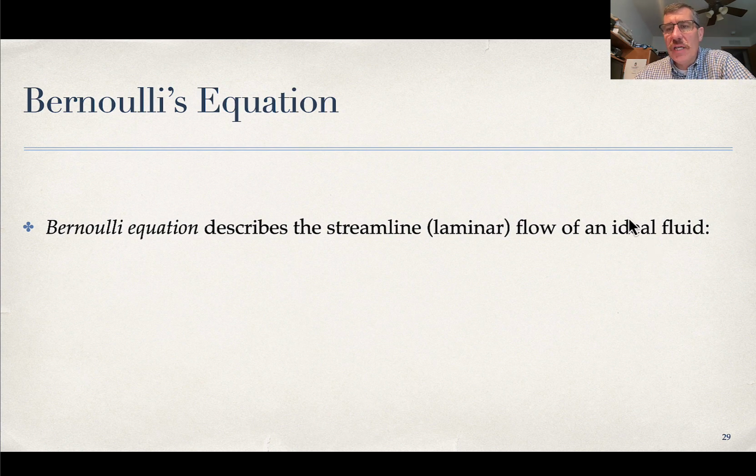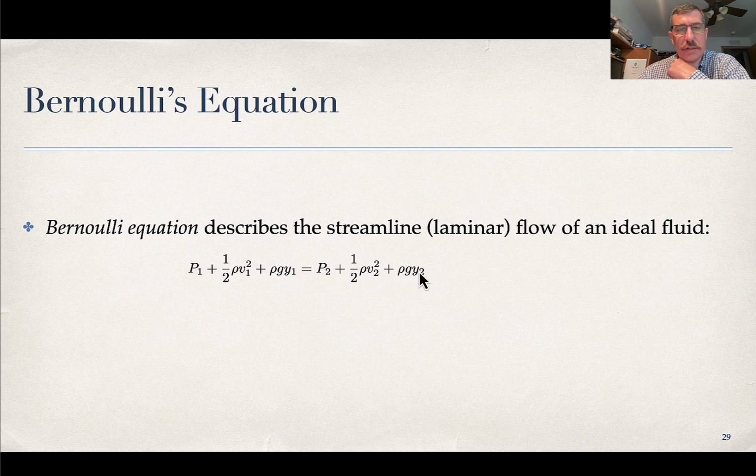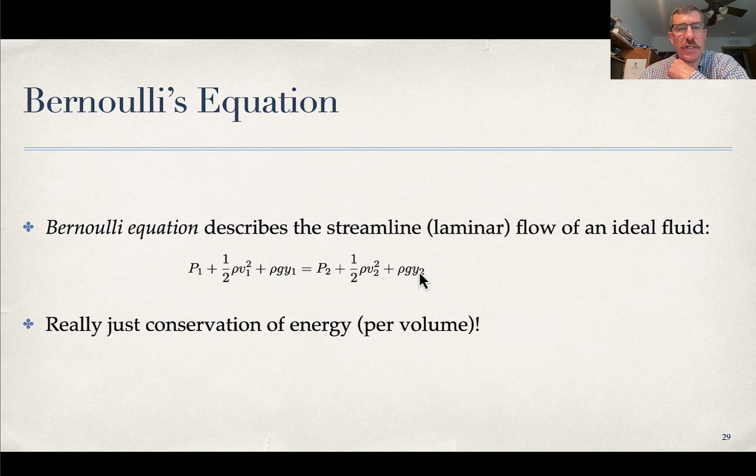Ideal fluid means it's incompressible, so liquids effectively, and there's no viscosity, so no resistance to flow. And what it looks like: the pressure of the fluid at one point plus 1/2 times density times the speed at that point squared, plus the density times acceleration due to gravity times the height at that point, equals pressure at point 2 plus 1/2 rho v2 squared plus rho g y2. So that's Bernoulli's equation.